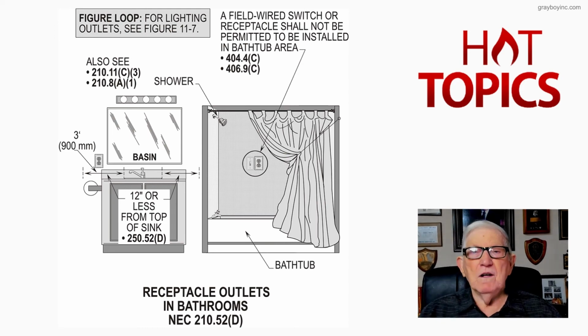404.4C is in car for the switch, and 406.9C is in car for the receptacle. For the GFCI protection, 210.8A1, and then of course you'd learn more about small appliance circuit rules in 210.11C3, and then make sure you review your 210.52D. And that's basically what this figure 10-15 is illustrating to the user of the NEC.